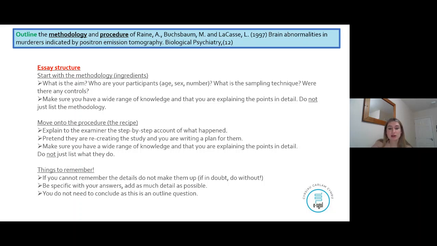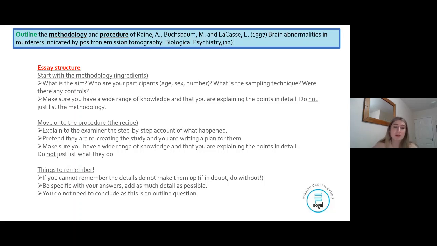After generalisation, they looked at location. They moved into a lecture theatre. They thought maybe they had made him scared of a room, okay? Those specific things. And then time, okay? So about a month and a half later, they went back and did some more testing to see if he still had that phobia. So all of these things are really important elements that you need to bring into your procedure. Again, pretend you are recreating the study and you are telling somebody a step-by-step guide on how to do that piece of research. Make sure you have a wide range of knowledge and that you are explaining the points in detail.